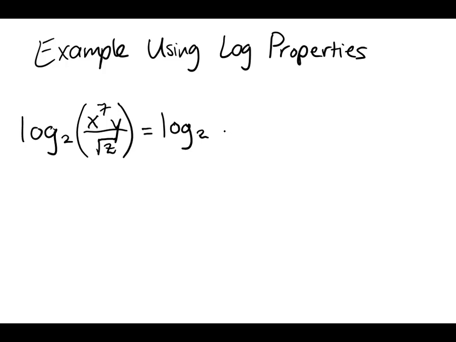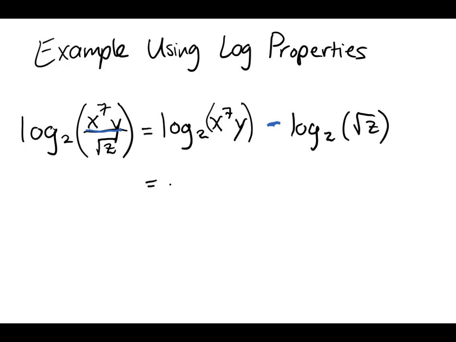of z. Now remember we said if we have division, we can write it as log base 2 of the numerator, which is x to the power of 7 y, and then the division is going to become a minus sign once we split up the log. So it's going to be minus log base 2 of the denominator, which is the square root of z. So that's the first property, using the quotient property.